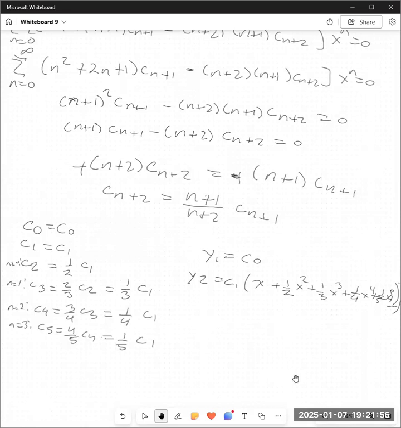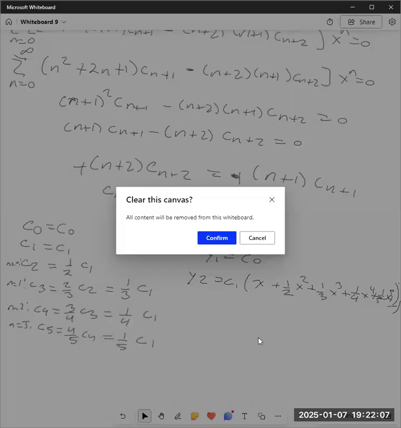Let's go ahead and look at number 15. y double prime minus (x plus 1) y prime minus y equals 0.